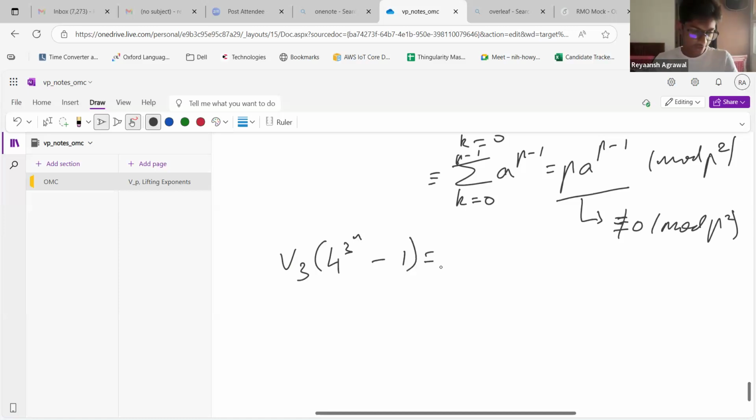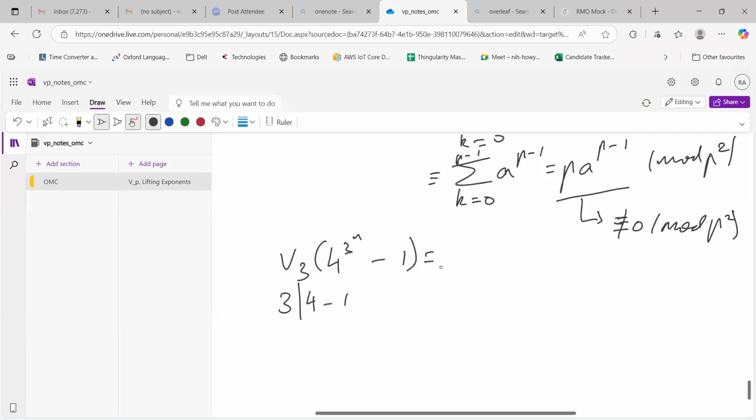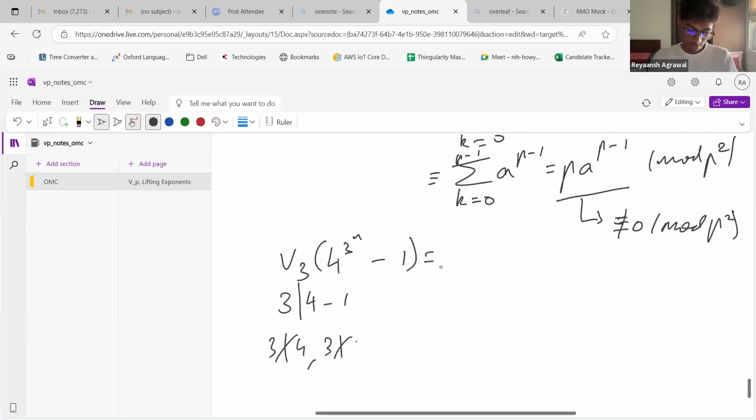First, I want you to recall the conditions for LTE. What are the conditions in this problem? 3 is a prime, right? And then we have 4 minus 1. They are both natural, and 3 divides none of 4 and 1, and 3 divides 4 minus 1. Great. So now we can apply LTE.